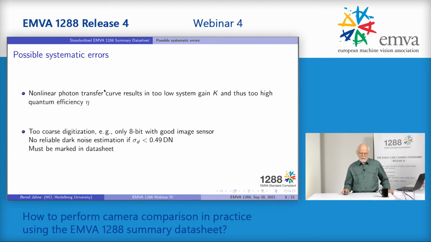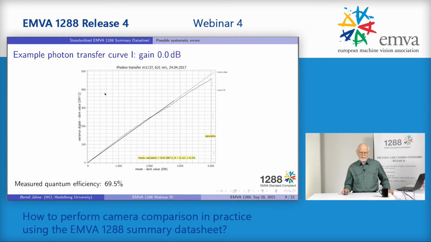Just let me show you the question of the nonlinear photon transfer curve, so that you get an idea. Here you see a photon transfer curve, which also in the lower part shows some deviation. And this curve actually gives you a quantum efficiency of 69.5%. And so the question is, do we have a bias then in the estimate of the quantum efficiency?